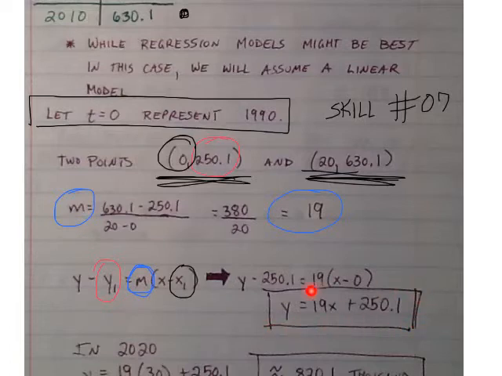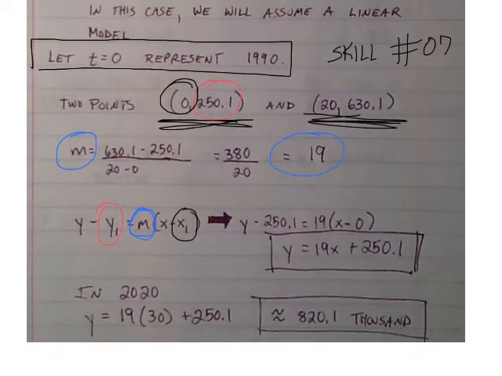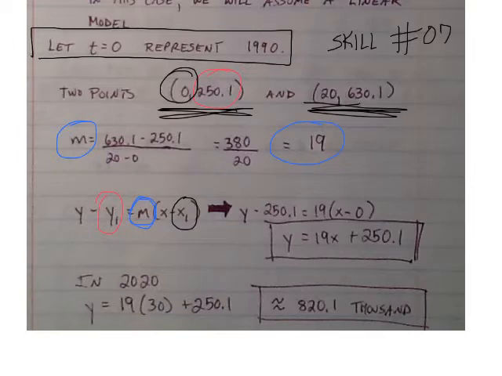If we write it in y equals form, our slope-intercept form, we can use that to do predictions, which is what was asked of us: make a prediction for the year 2020. Since t equals 0 is 1990, 2020 is year 30. So we can plug in 19 times 30 plus 250.1 to get approximately 820.1 thousand residents of Sarenval in the year 2020.